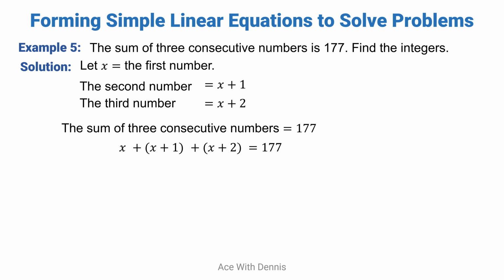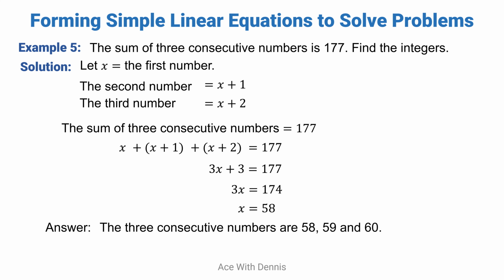Okay, so from here, simplify the equation. We get 3x plus 3 equals 177. Hence, 3x is 174. x is 174 divided by 3, which is 58. So this x is the first number. Hence, the answer is, the 3 consecutive numbers are 58, the next one 59, and the third number is 60.